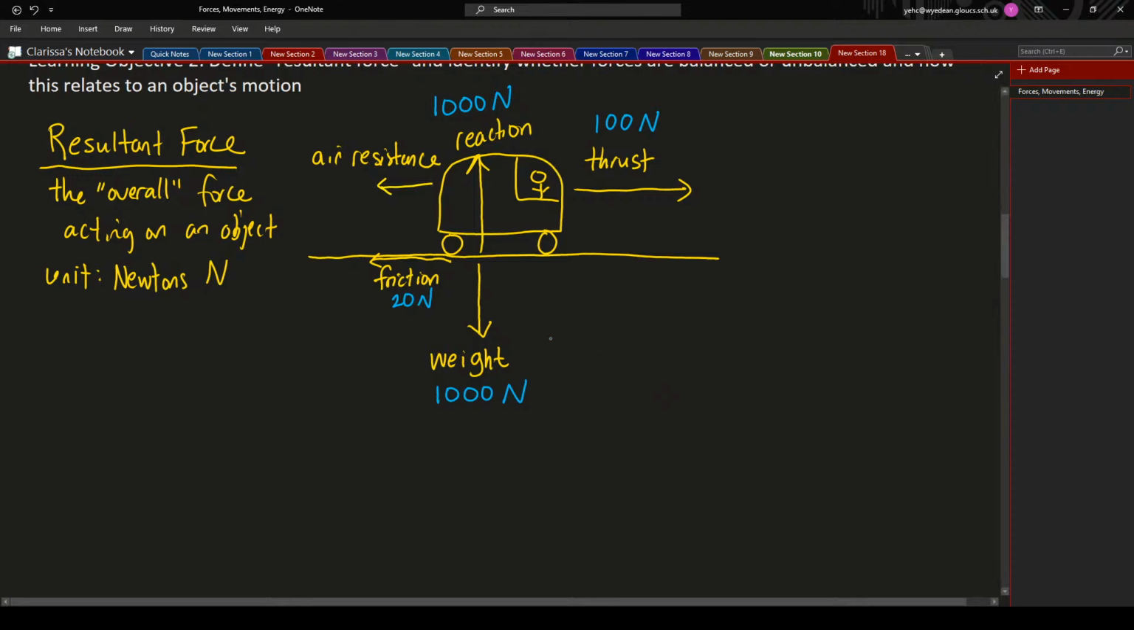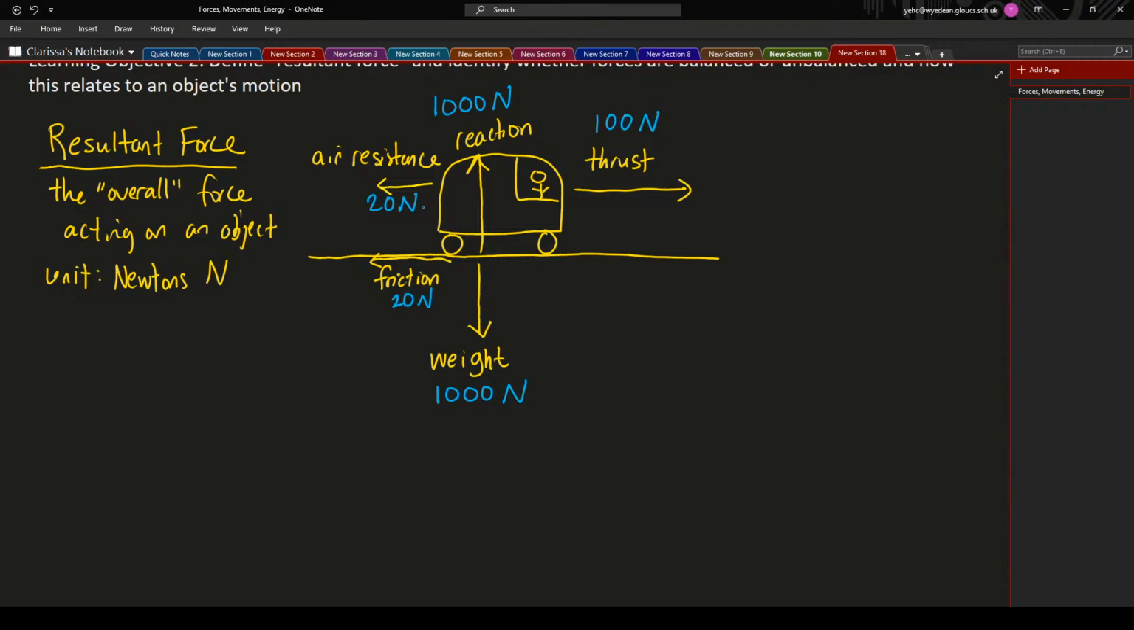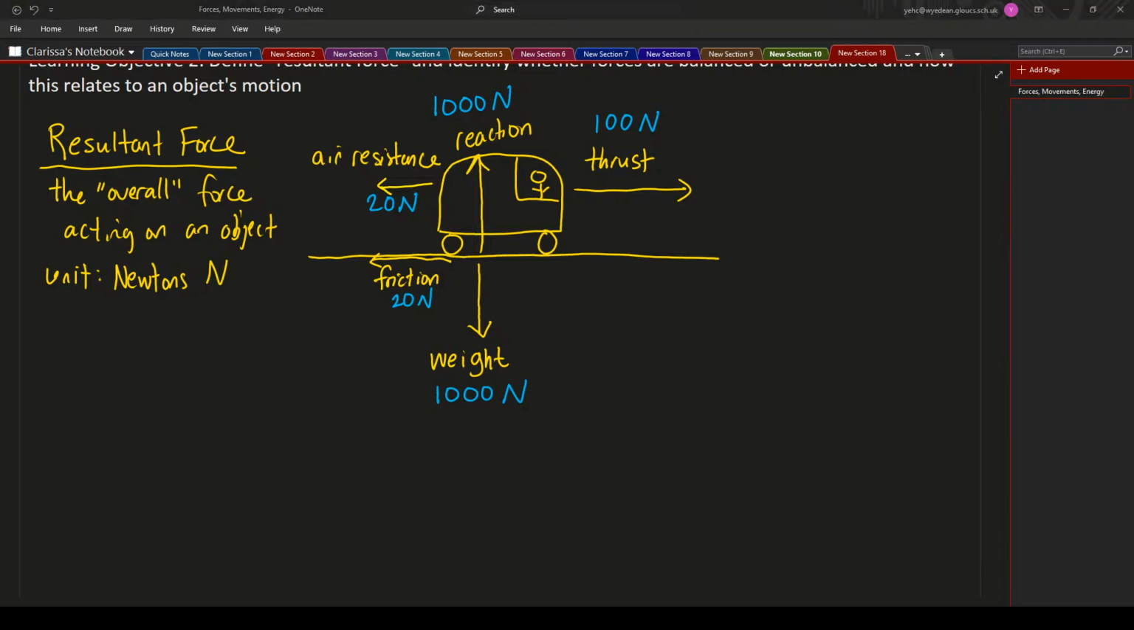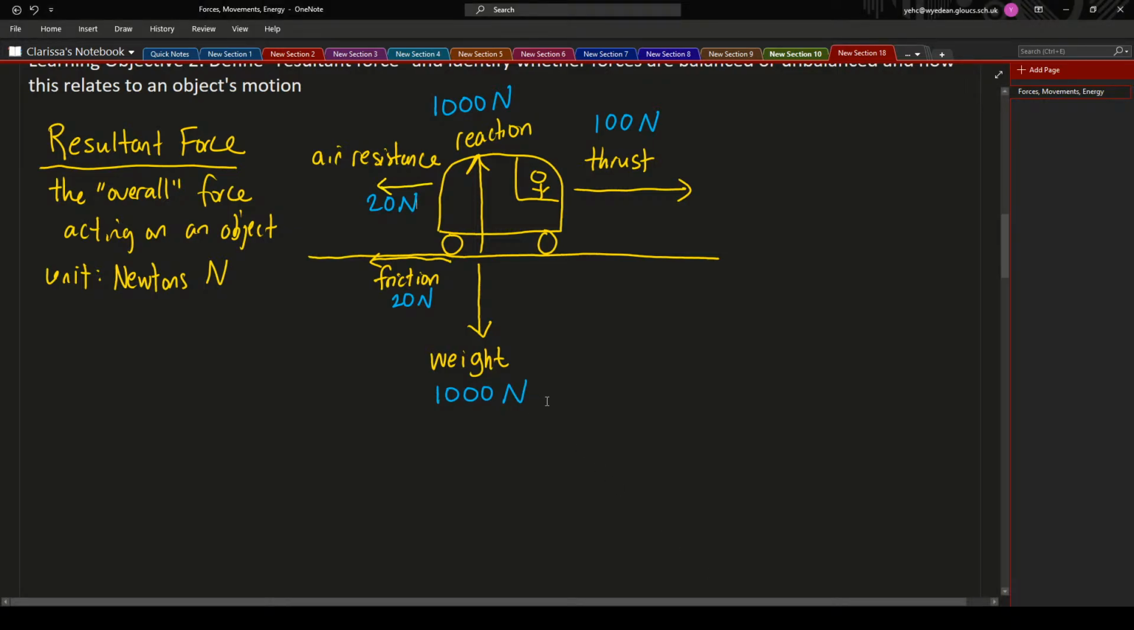Okay, let's say that friction is 20 newtons and air resistance is also 20 newtons. So those are all my numbers. Thrust 100, weight and reaction 1,000, air resistance and friction are both 20 each. And I wanted to calculate the resultant force on this. This is a lot easier than you think, so please don't look at all these numbers and feel overwhelmed.